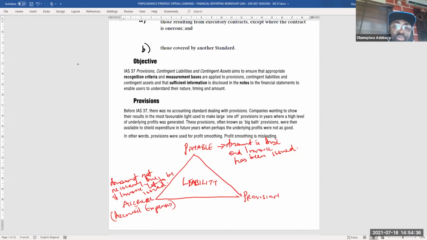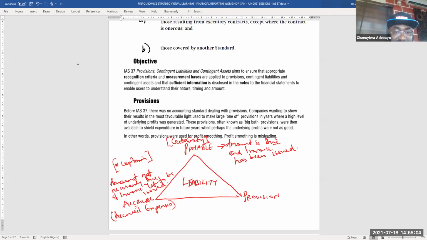Now, when you look at payable, it is 100% certain. Certainty is clear. Accrued expenses are equally certain to some degree, subject to minor differences between what you might have accrued for and what was actual.